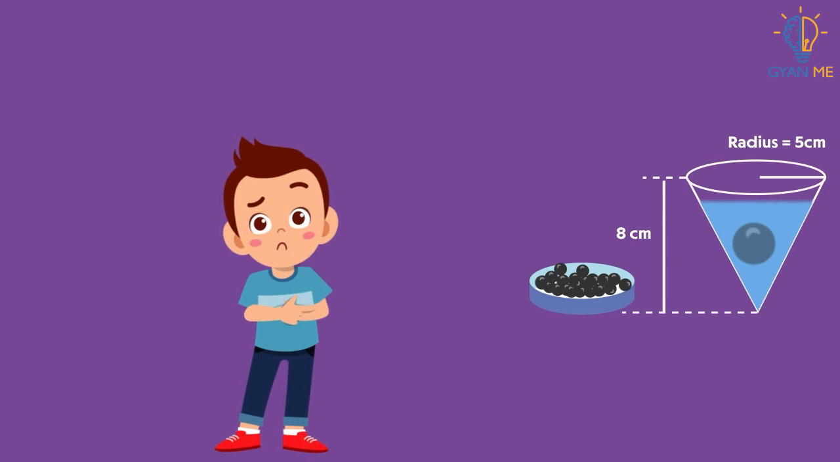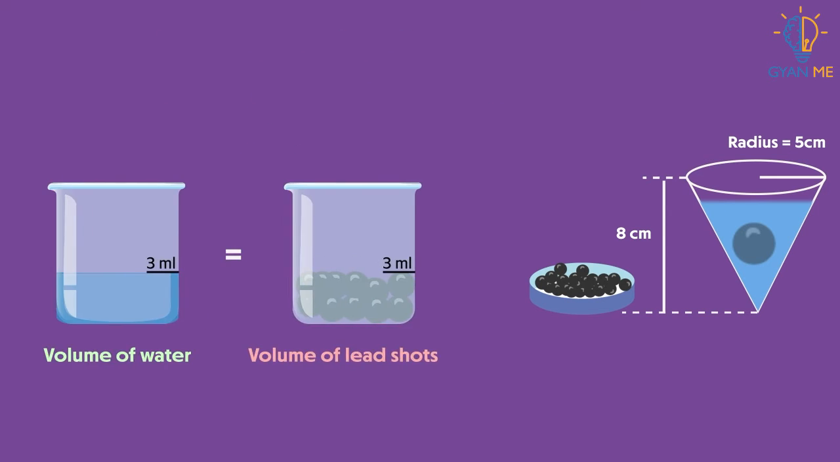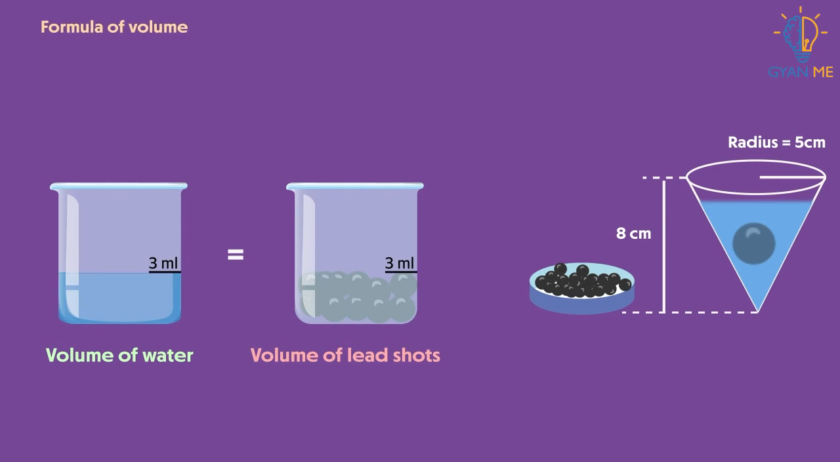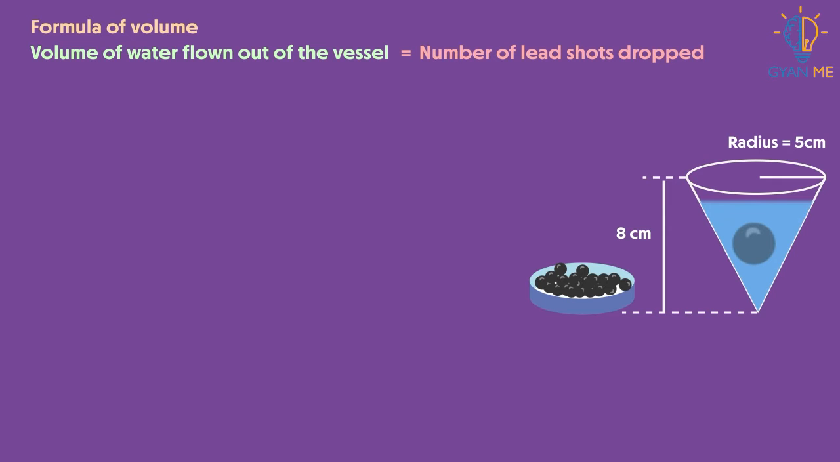In such problems, you may get confused between the given information and which formula we need to apply. Here, we have to use the formula of volume, and also that the volume of water flown out of the vessel is equal to the volume of the lead shots dropped, since only that much amount of water will get displaced by the volume the shots will occupy. Therefore, volume of water flown out is equal to N into volume of one lead shot.